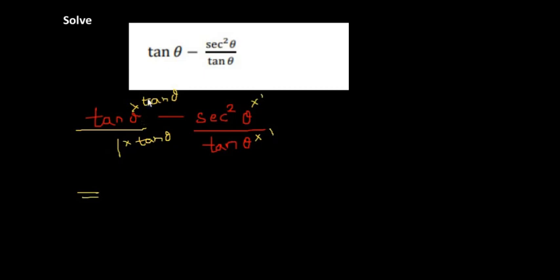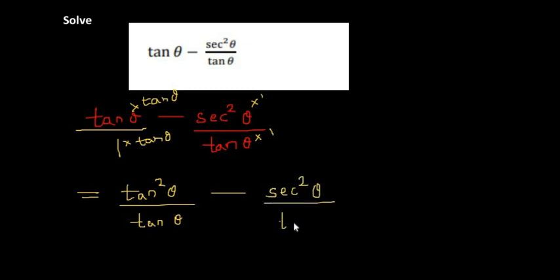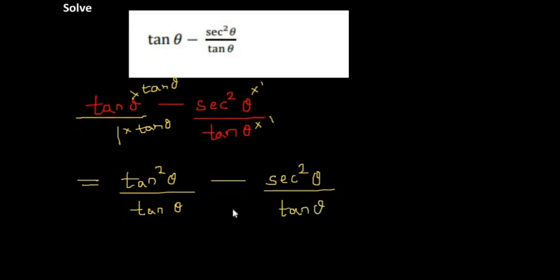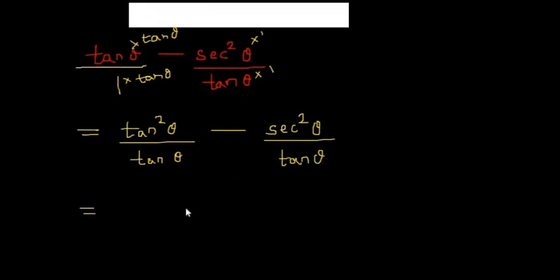Now tan theta times tan theta becomes tan square theta over tan theta, minus, here it is sec square theta times 1 gives you sec square theta over tan theta times 1 gives you tan theta. So since the denominators are same, I will combine the denominator and write it as tan theta, and the numerators also get combined and you write it as tan square theta minus sec square theta.